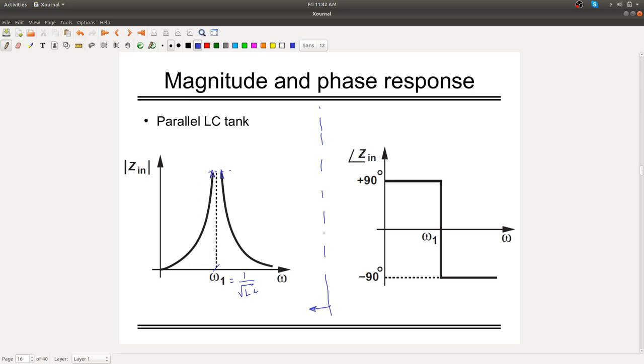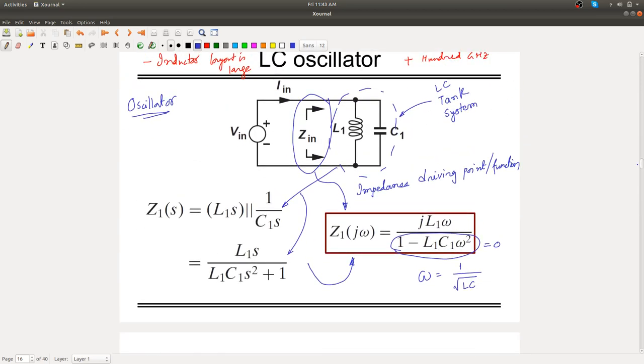But we agree that in analog we cannot go beyond VDD or below VSS, so your output will be either VDD or ground. It will saturate there, right? But can you understand this particular diagram? If no, then you should again revisit the Z1 of j omega.